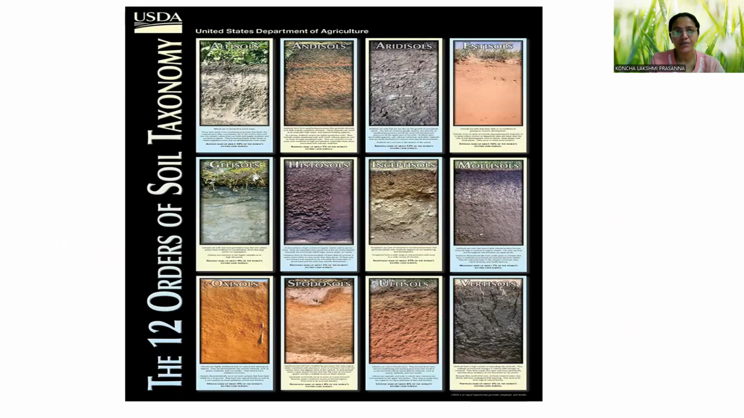So these are the 12 types of soil orders, which are named as the alfisols, andisols, aridisols, entisols, mollisols, inceptisols, histosols, gelisols, oxisols, spodosols, ultisols, and vertisols. So these are the 12 types of soil orders which are classified by the USDA soil classification.